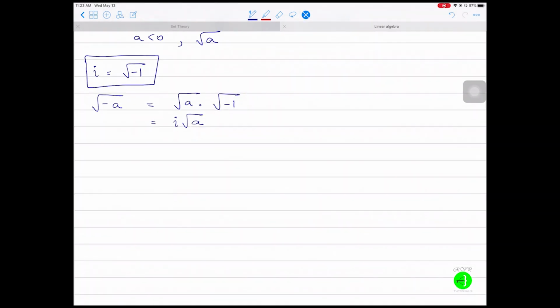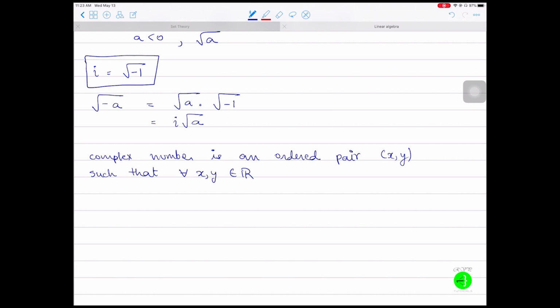So let's define what a complex number is. A complex number is an ordered pair (x, y) such that for all x and y belonging to the real numbers, we write the complex number as x plus iota y.